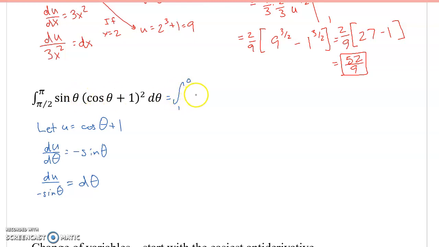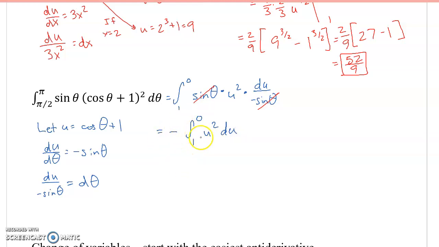Sine of theta, I'll go ahead and write the sine of theta down there. It's going to go away, but I'm not going to write cosine theta plus 1 though, because that's going to be u that we're squaring. And instead of d theta, we have du over negative sine of theta. All right. So the sines of theta cancel out, which we would expect. And we pull out that negative. The negative is out front, and we've got 1, and we've got 0. We've got u squared du.